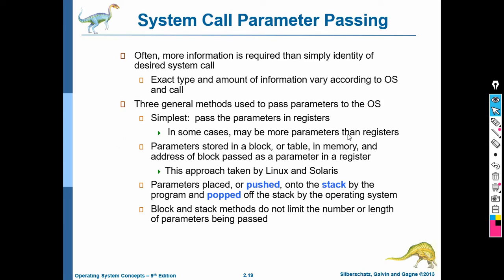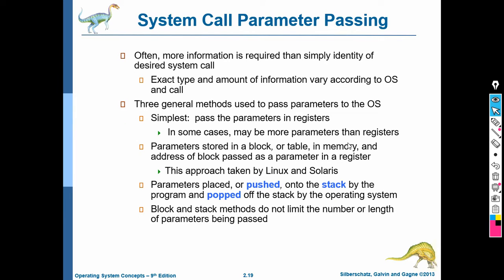Three general methods are used to pass parameters to the OS. The simplest is to pass the parameters in registers. In some cases, there may be more parameters than registers. Then parameters are stored in a block or table in memory, and the address of the block is passed as a parameter in a register. This approach is taken by Linux and Solaris.